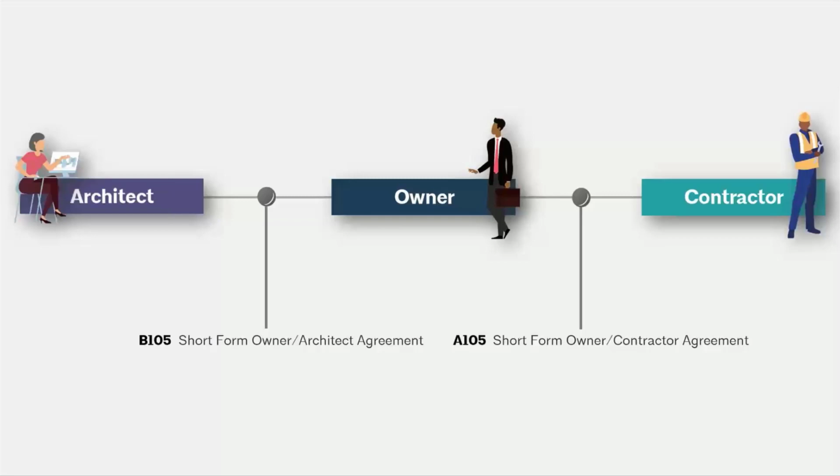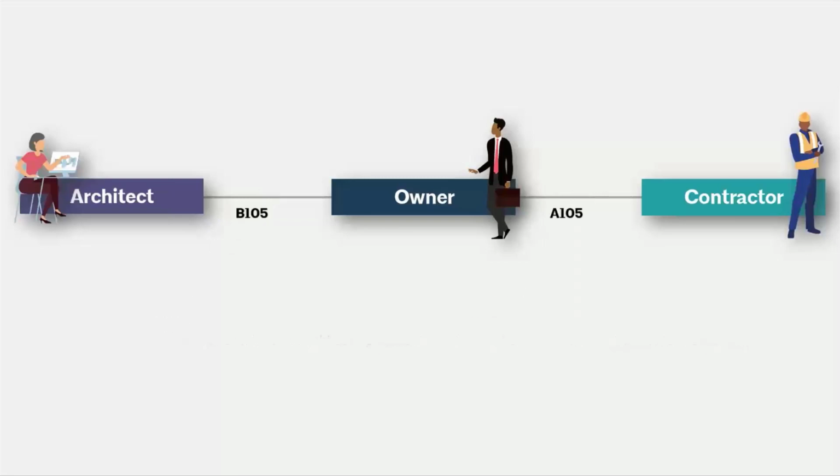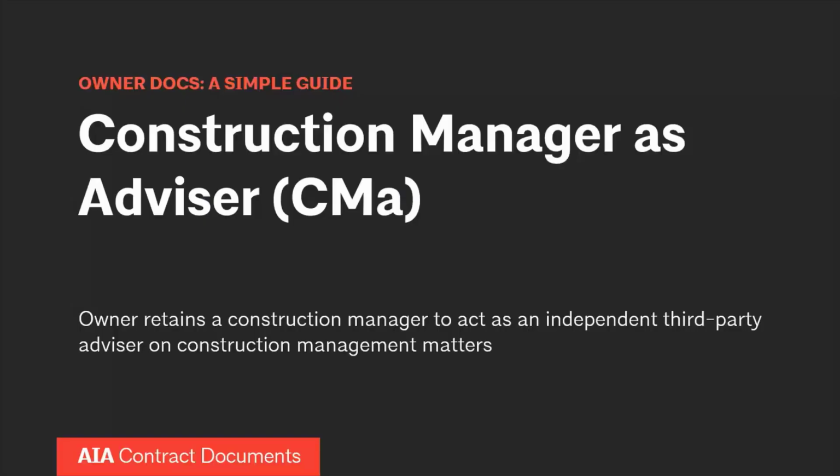I'm going to go ahead and move us along to our next group of documents, and that's going to be our construction manager documents. That's going to include construction manager as advisor, or CMA, and construction manager as constructor, or CMC. These are separate families, so we're going to start with the CMA.